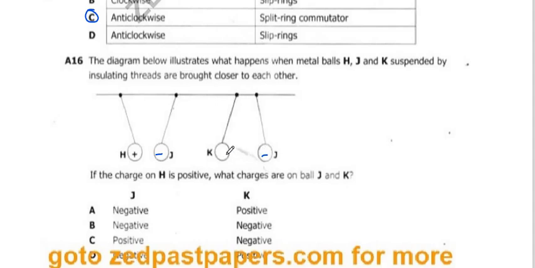And these two are not attracted to each other. If they are not attracted to each other, similar charges repel each other, so we'd have a negative there as well. So if the charge on H is positive, what charges are on J and K? J is negative, K is negative. So the correct answer on question number 16 is B. Question number 17.